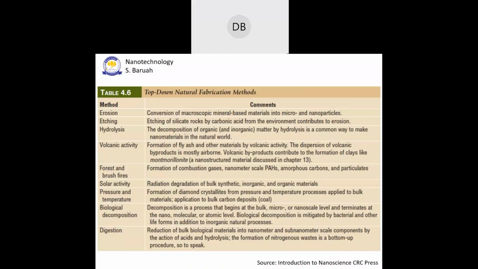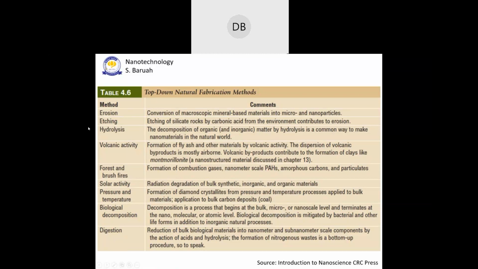All right, so we're talking about erosion, then etching. So like I said, etching is more like a chemical process. And you know that nature also has a lot of acid here and there in the environment. So an example is being given here, like you can etch away silicate rocks, okay? So again, silicate means basically silica, by carbonic acid from the environment. So that is a process of etching.